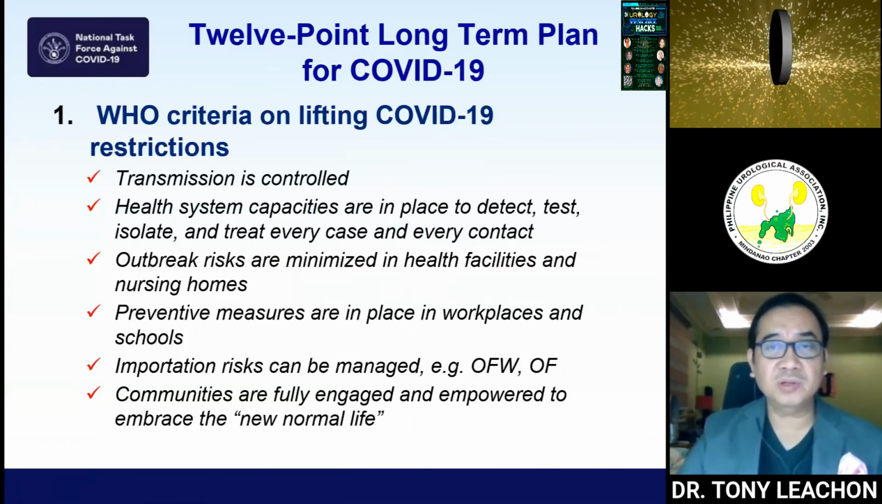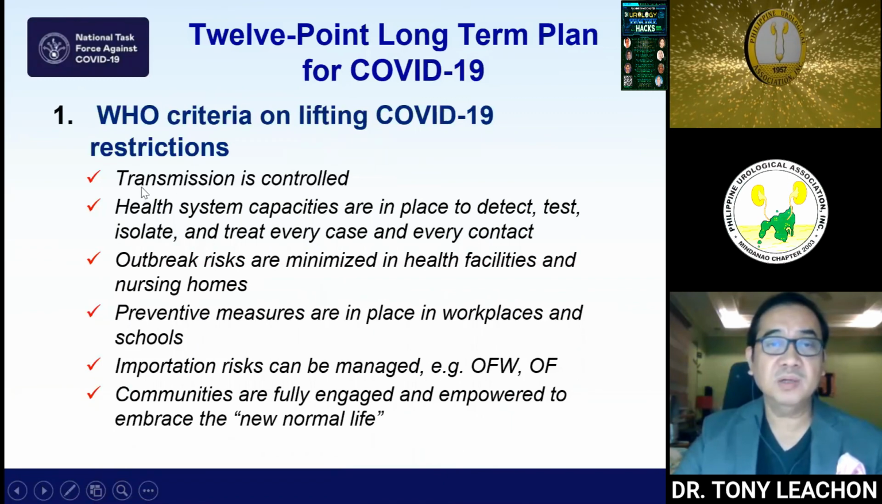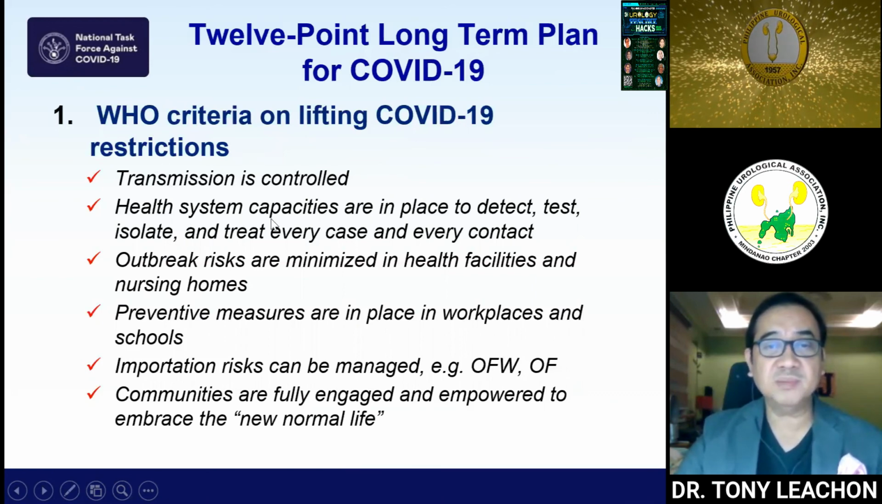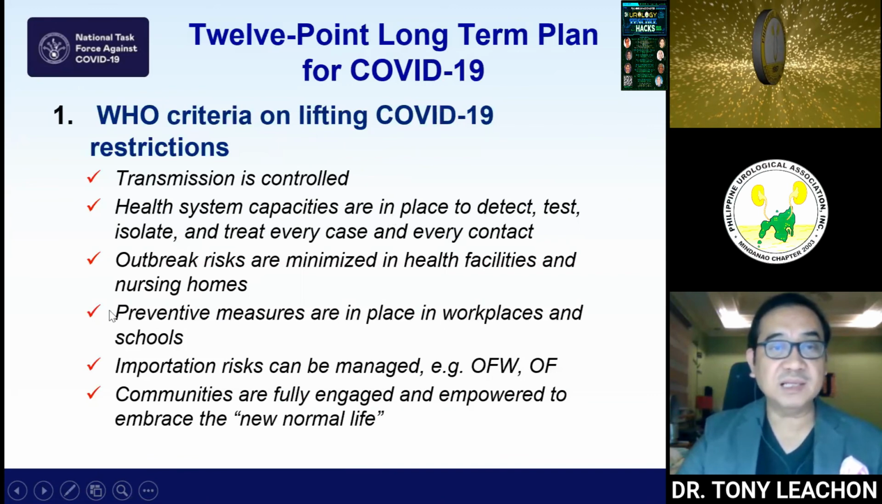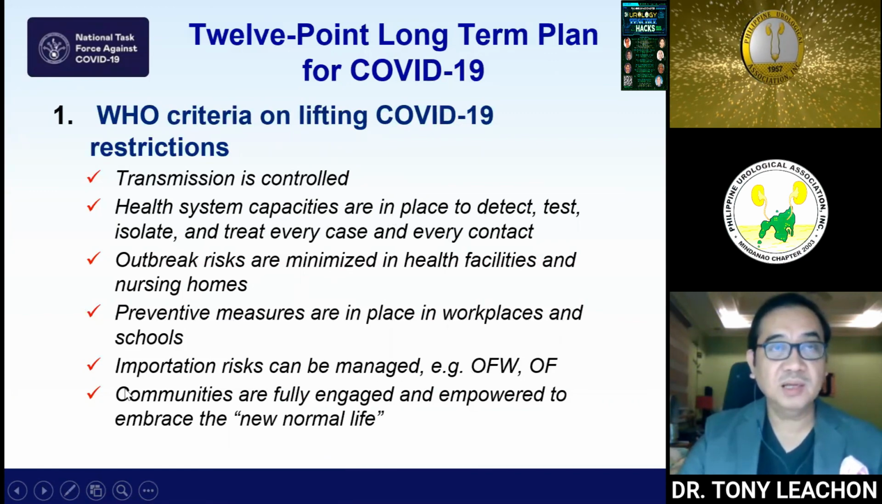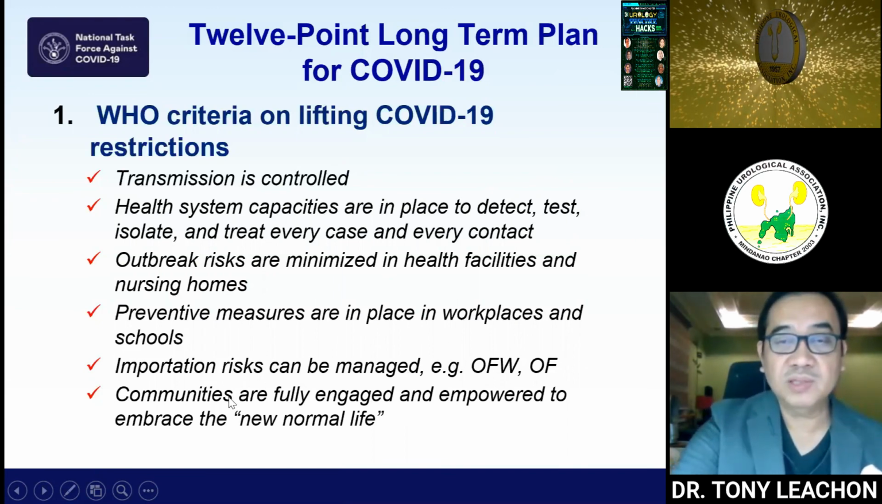So this is the 12-point long-term plan for COVID-19 by the National Task Force. And based on the WHO criteria, these are the measures that should be done. We need to understand that before we leave the quarantine, viral transmission is controlled. The health system capacities are in place to detect, test, isolate, and treat every case and every contact. Outbreak risks are minimized in health facilities and nursing homes. Preventive measures are in place in workplaces and in schools. Importation risk can be managed, the OFWs and overseas Filipinos. And then we need to fully educate, engage, and empower the Filipino to adjust to the new normal system.